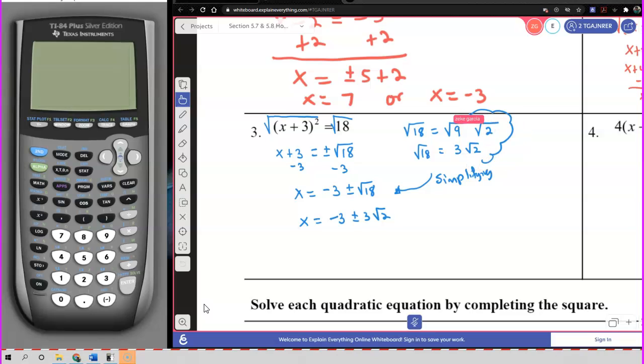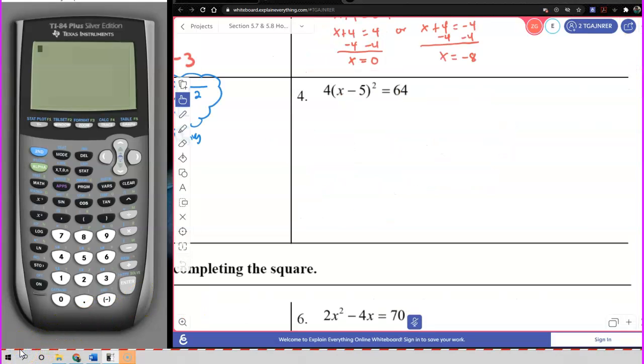And these are the steps that I took to simplify. Square root of 18 is equal to square root of 9 times the square root of 2. Square root of 9 is a perfect number. You're able to find the square root, so it's 3. For number 4, we do have 4 that's in front of the parentheses.